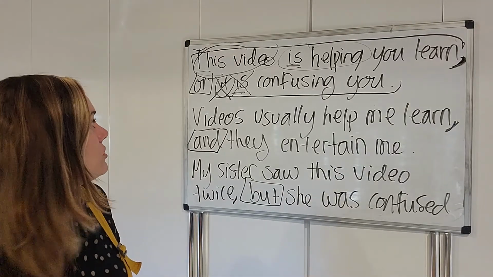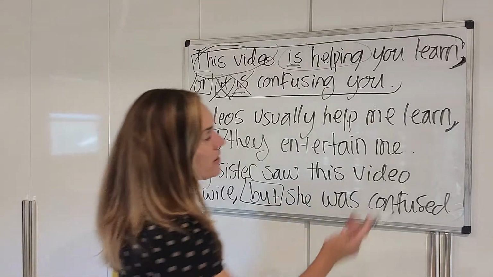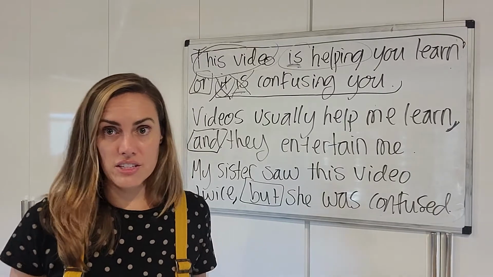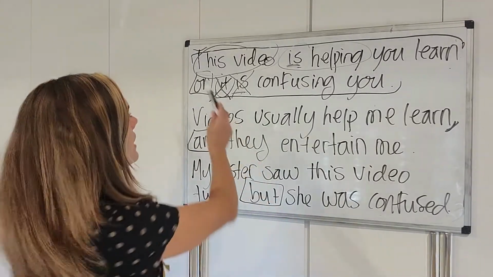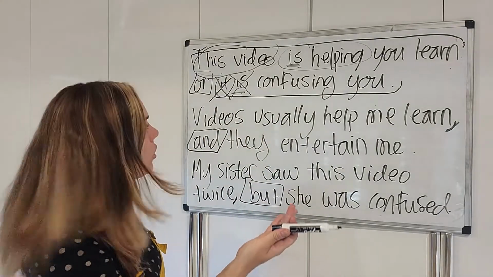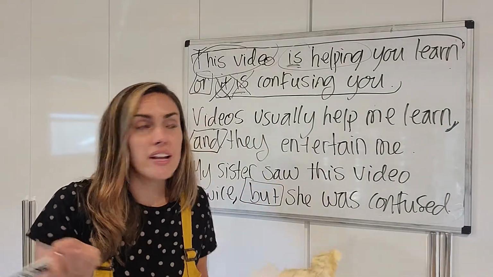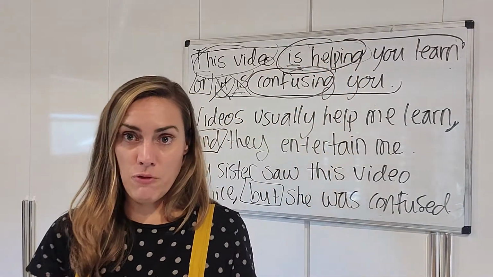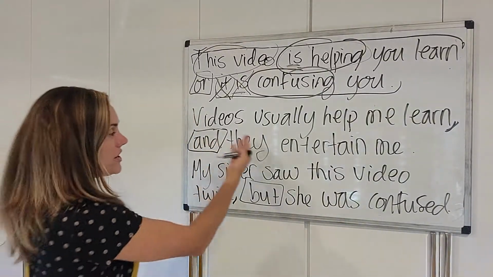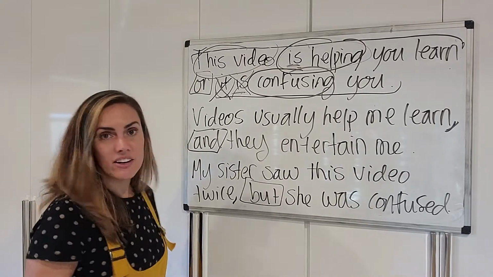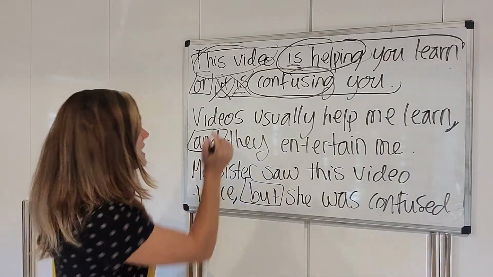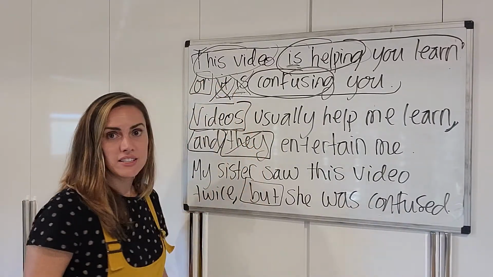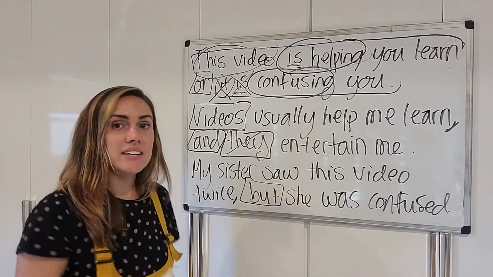This video is helping you learn or confusing you. Now, if I do that, I got to take out the comma because we don't have two complete sentences on either side of the connecting word anymore. This video is helping you learn or confusing you. It's still parallel because on both sides we have a verb that is in the same form, the present progressive. Over here, videos usually help me learn and they entertain me. We can reduce this too because the subject here is the same subject here. Take out that subject. Videos usually help me learn and entertain me.